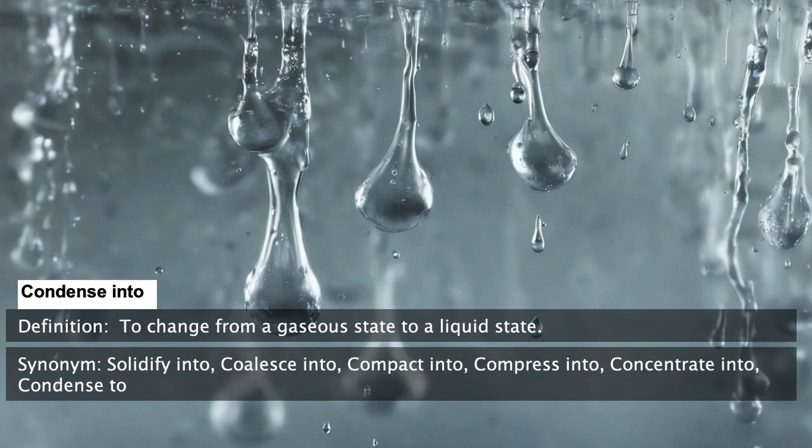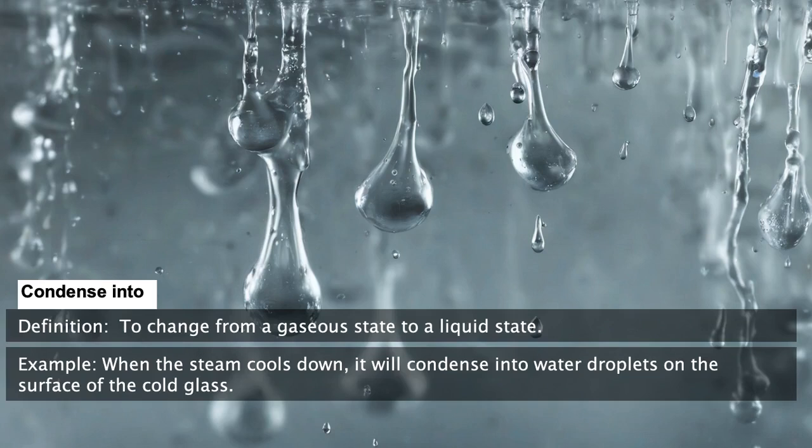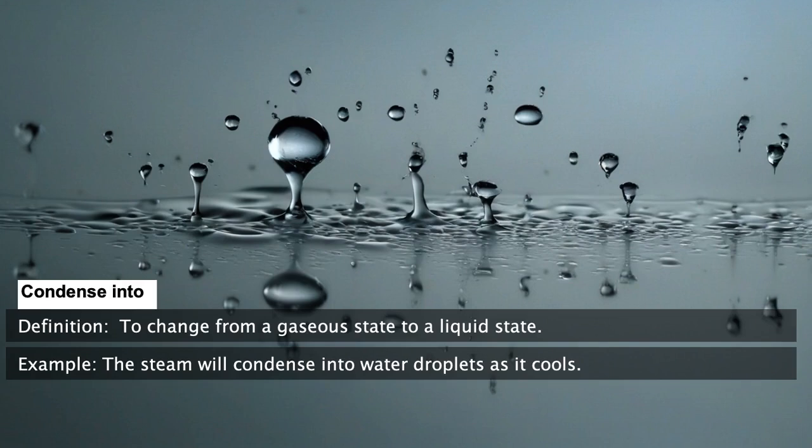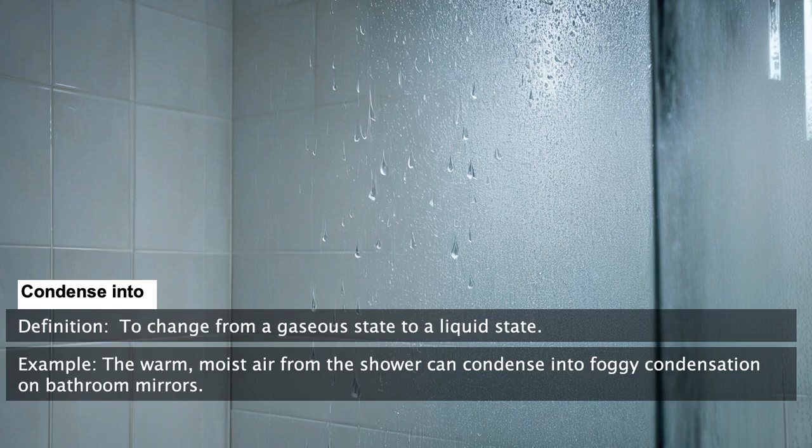Condense into. To change from a gaseous state to a liquid state. Synonyms for condense into: solidify into, coalesce into, compact into, compress into, concentrate into, condense to. When the steam cools down, it will condense into water droplets on the surface of the cold glass. The steam will condense into water droplets as it cools. The warm, moist air from the shower can condense into foggy condensation on bathroom mirrors.